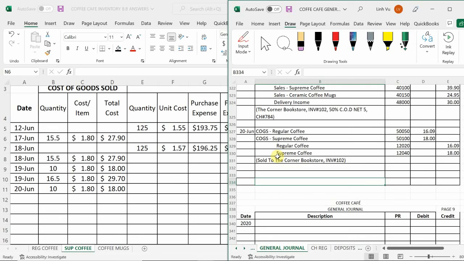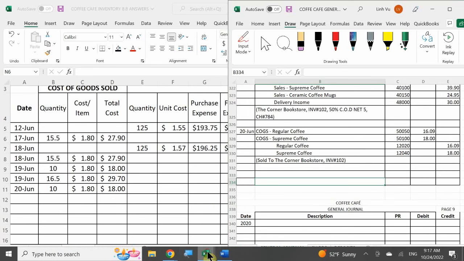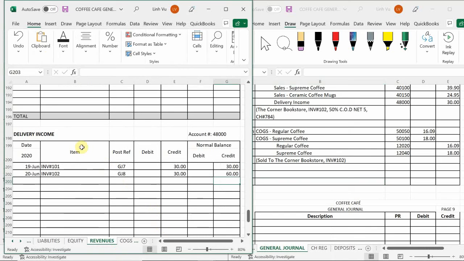Every time you post to the journal, where do you need to go next? Do you go to your subsidiary journal? I meant ledger. Ledger's correct, right? We need to update the accounts, starting with the cost of goods sold.